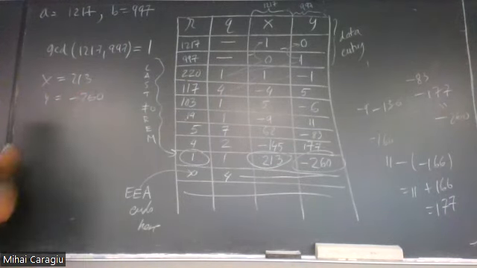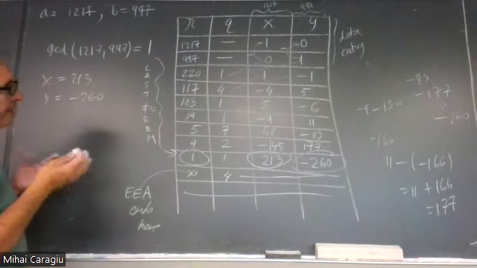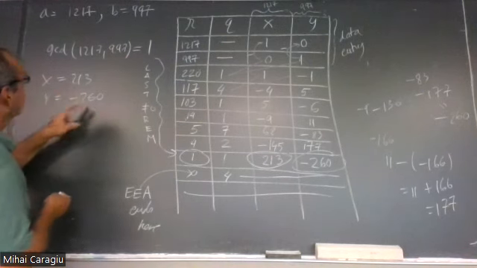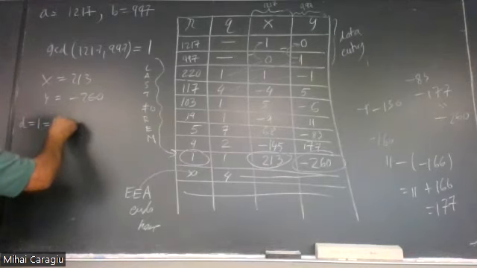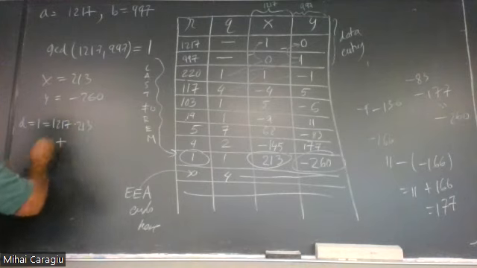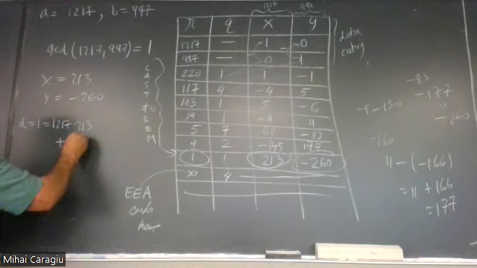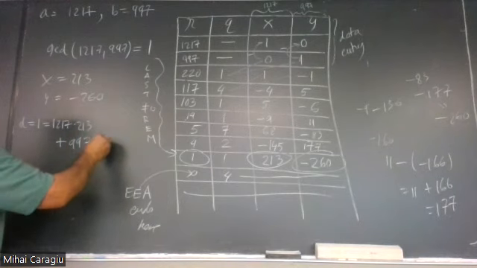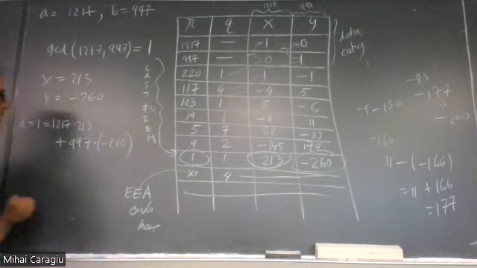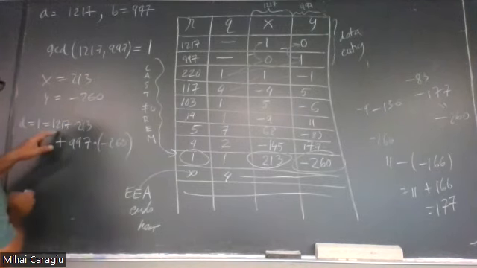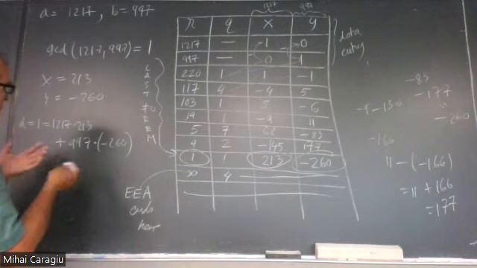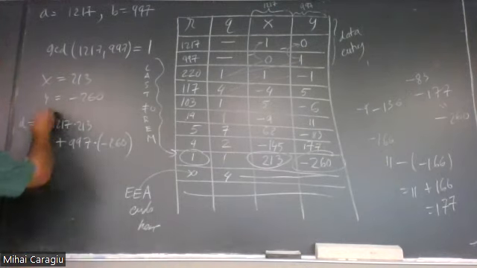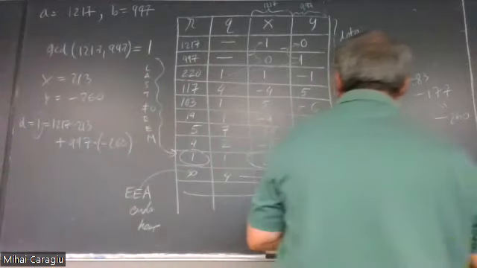So this amounts to what? GCD can be expressed as a combination of the two numbers A and B with coefficients 213 and minus 260. So GCD is 1. So D equals 1 equals 1217 times X, 213, plus 997 times Y, so times minus 260. Now you can calculate for yourselves. Multiply with the calculator 1217 times 213 minus 997 times 260, and believe it or not, you'll get exactly 1. So that's the idea of the extended algorithm.